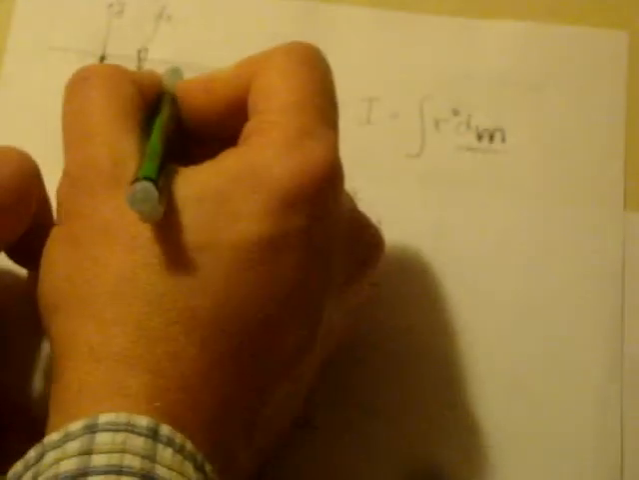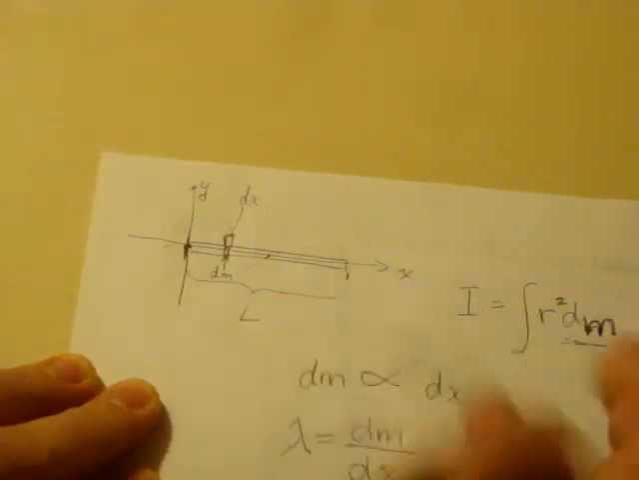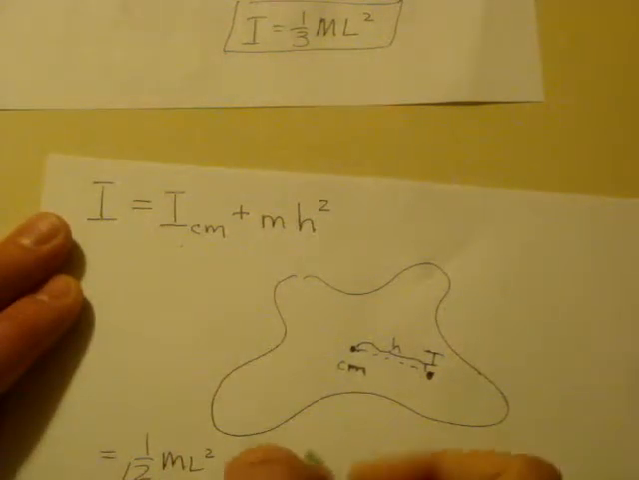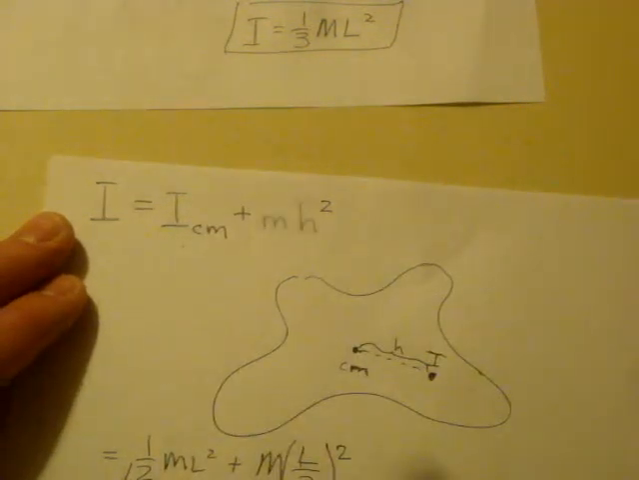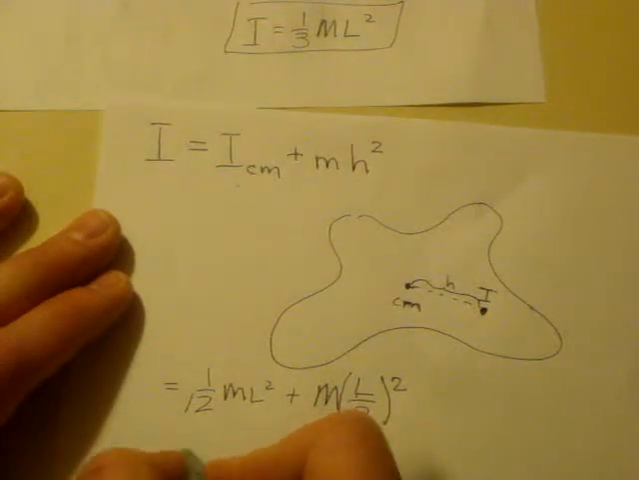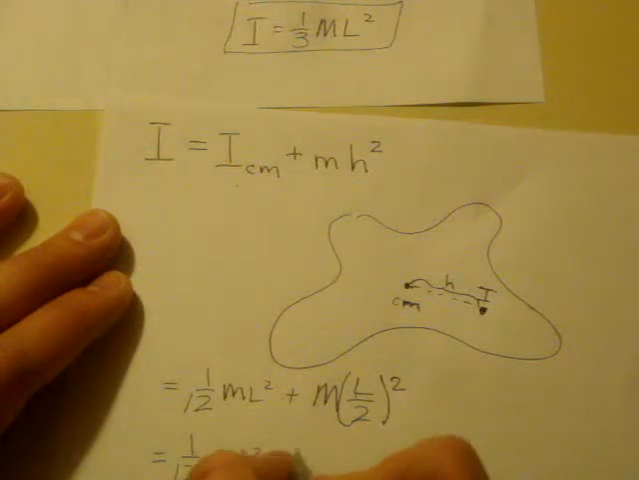So we're going from the center position of this rod out to the very edge. That's a distance of L/2. So we're going to add on the mass of the object times L/2 squared. That's what h is for our situation of the two rods. So this gives us 1/12 ml squared plus 1/4 ml squared.